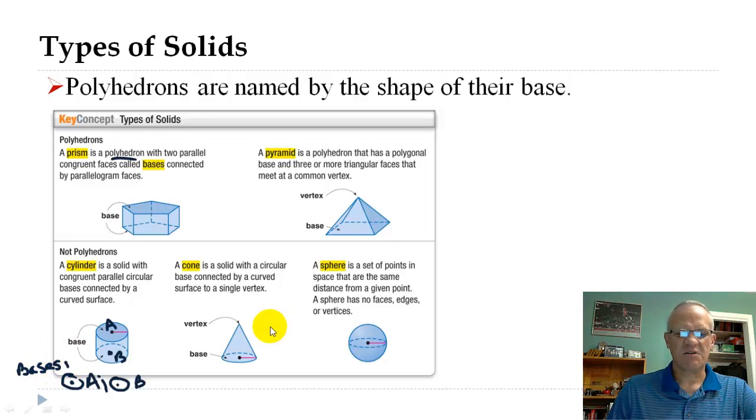My handwriting looks pretty bad today. All right, but anyways, that's the symbol for a circle. If you wanted to, you could write out the word circle as well.